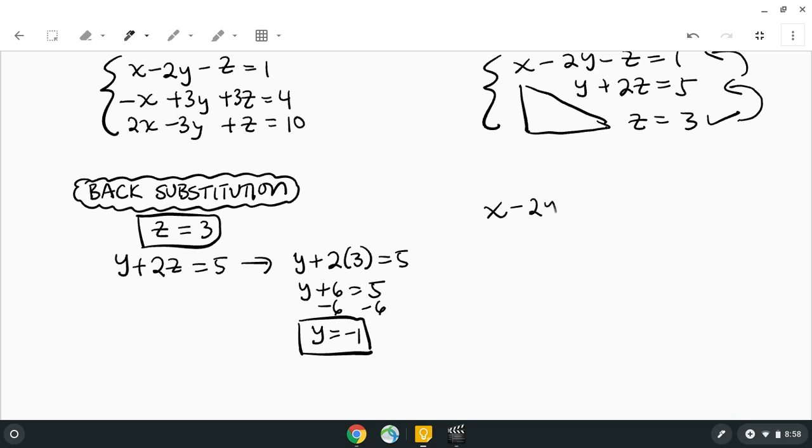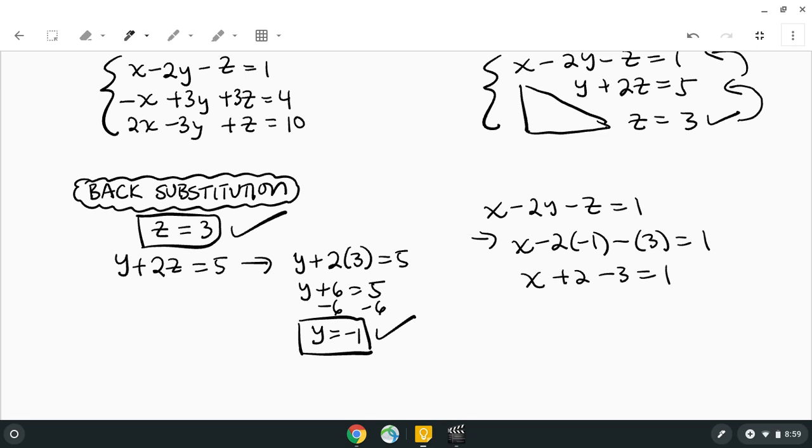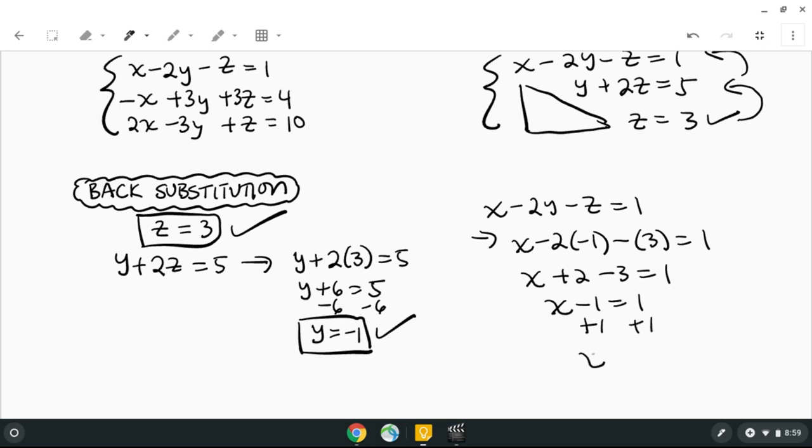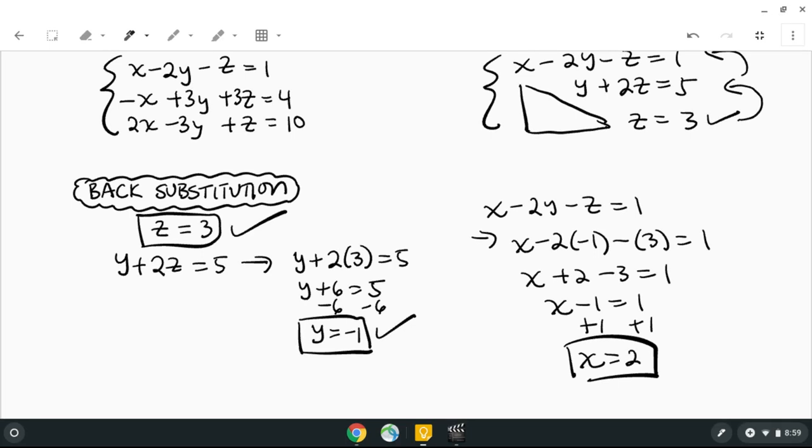x minus 2y minus z equals 1. I'm going to substitute for the y and the z, because y equals -1 and z equals 3. So x plus 2 minus 3 equals 1. x minus 1 equals 1. Add 1 to both sides. x equals 2. Now I have all three answers.